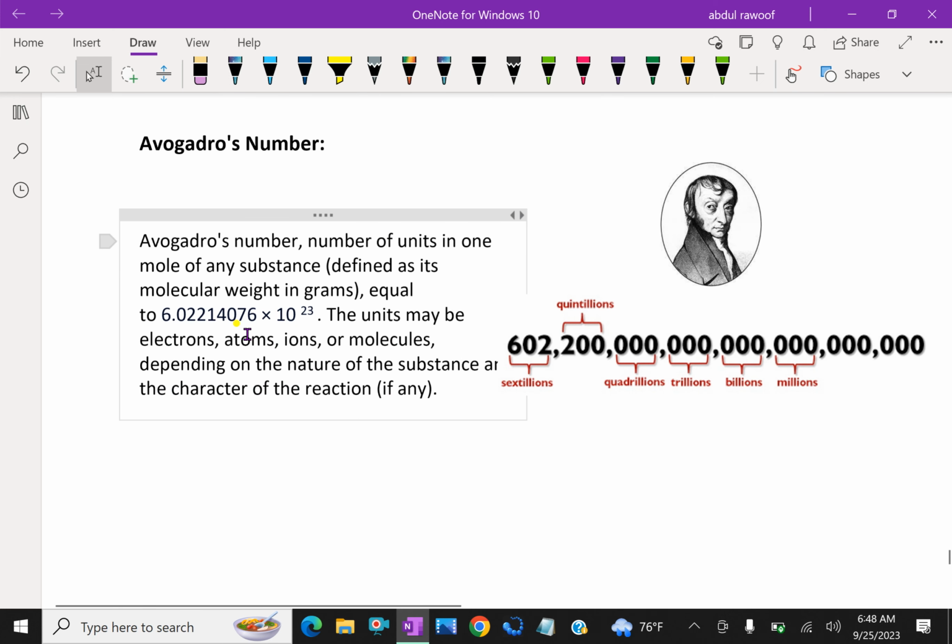Avogadro number. Avogadro number is the number of units in 1 mole of any substance, defined as its molecular weight in grams, equal to 6.02214076 × 10^23. The units may be electrons, atoms, ions or nuclei, depending on the nature of the substance or the character of the reaction. Avogadro number is a very important number in chemical calculations.